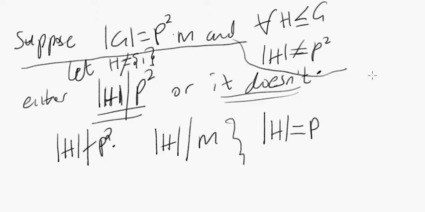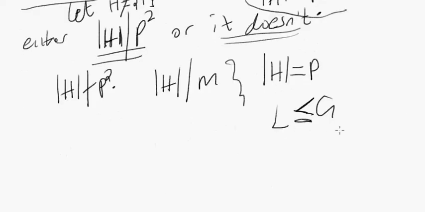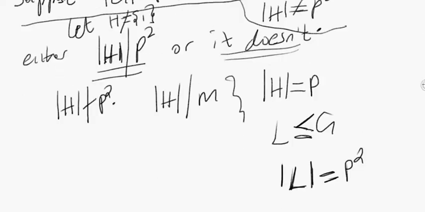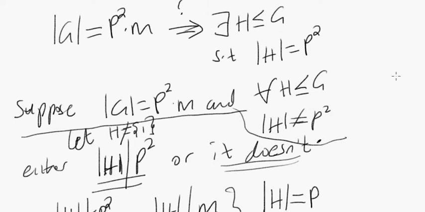Let's suppose we found a subgroup. Suppose we found some subgroup L of G such that the order of L equals p squared. Would that be a valid contradiction? Right, since we are supposing that it's not. Well, but if we found a subgroup of order p squared, why did we need to use contradiction? Why didn't we just find the subgroup and then conclude that our statement is true?